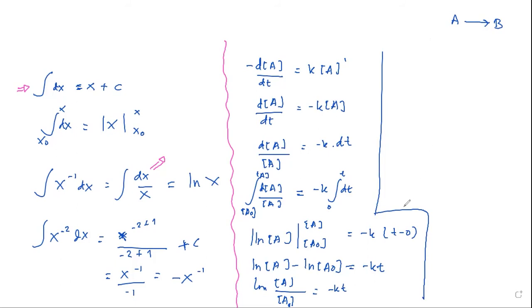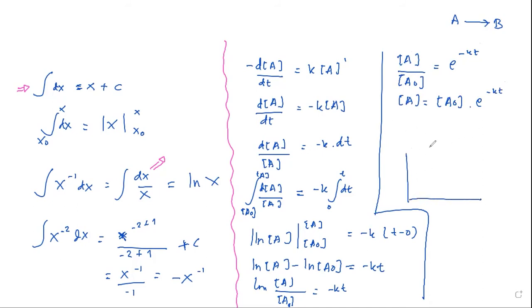So if you want to find the graph of concentration versus time, you should find A over A0 without the ln. To convert ln to this, you should use e to the power of negative kt. So concentration A will be equal to the initial concentration A0 times e to the power of negative kt.